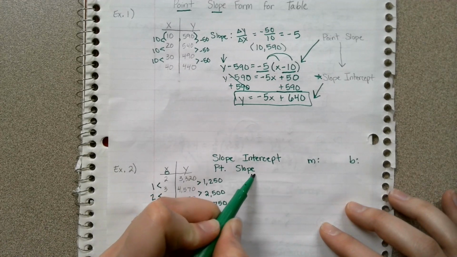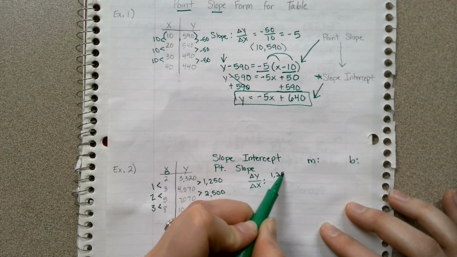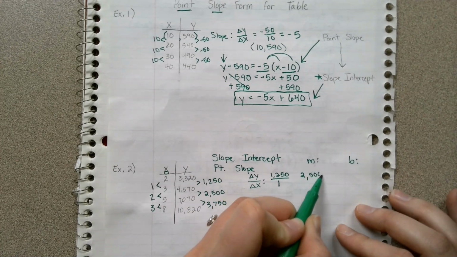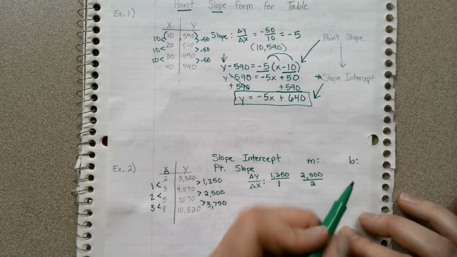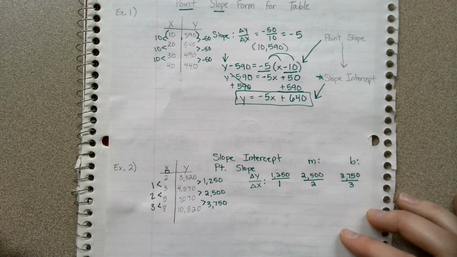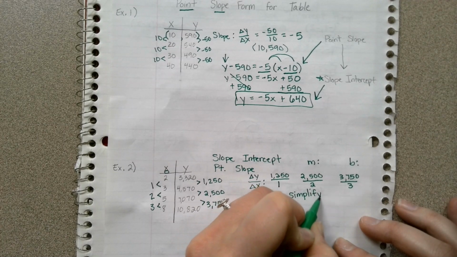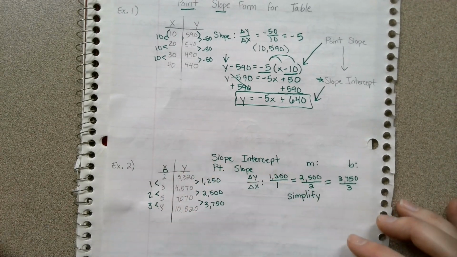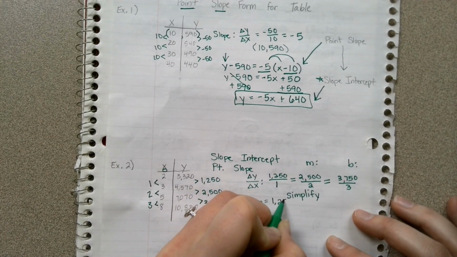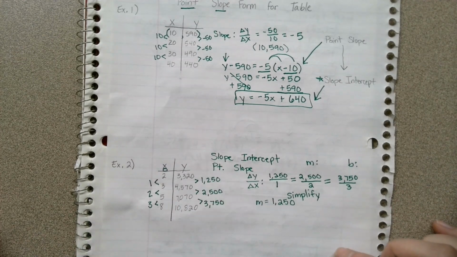We want to check to see, is it a constant slope, change in y over the change in x? Well, the first one is 1,250 over 1. Our next one is 2,500 over 2. And then we have 3,750 over 3. If we were to simplify each one of these, they would all simplify to be the same thing. So we know then that our slope is equal to 1,250.